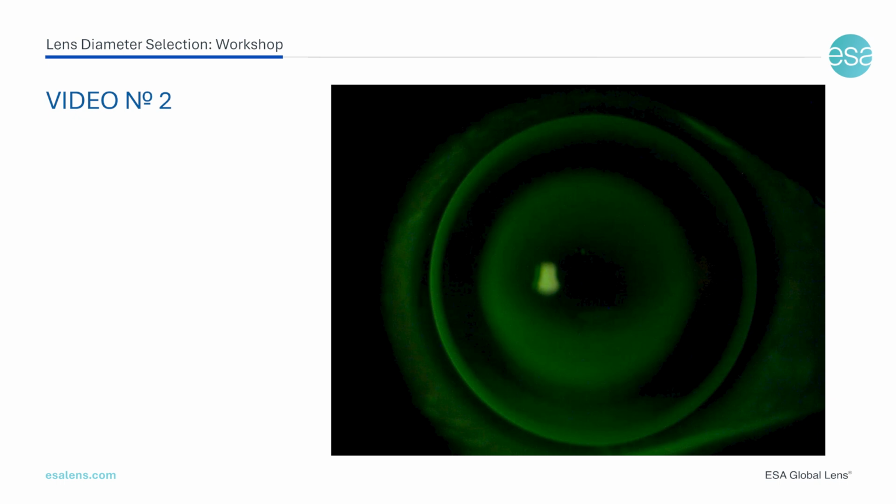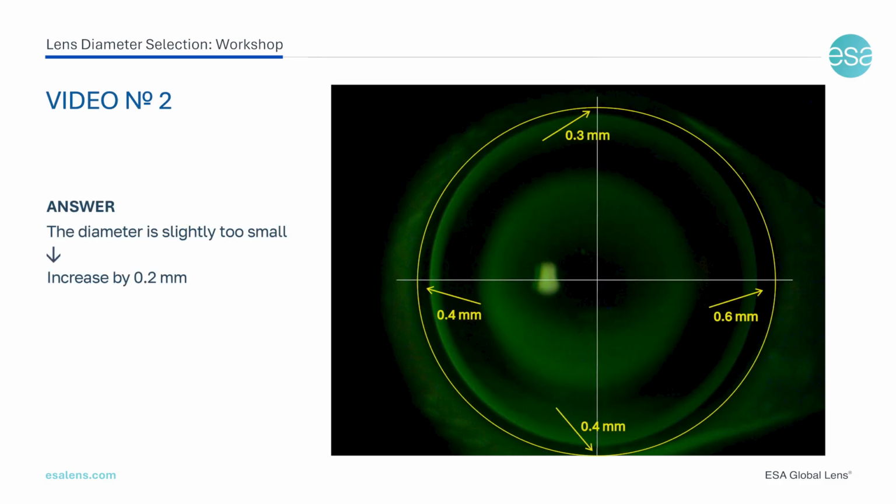What do you think of the diameter of this lens? What is your proposed action? Although the eye is poorly lit, we can clearly see that the lens diameter is slightly too small. To achieve a better fit, we should increase it by 0.2 mm.